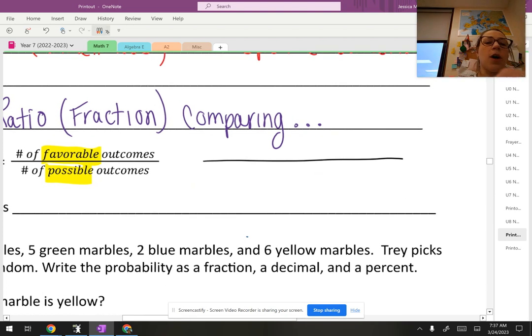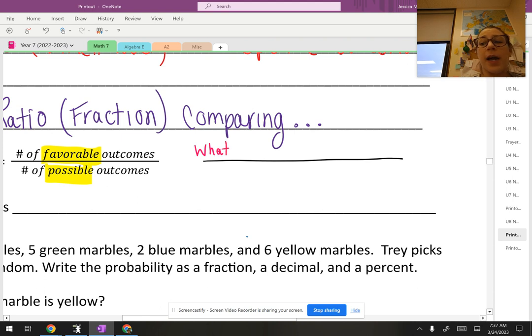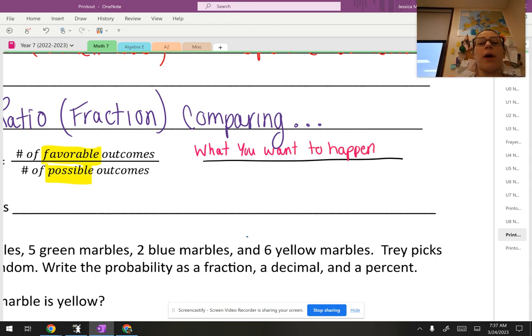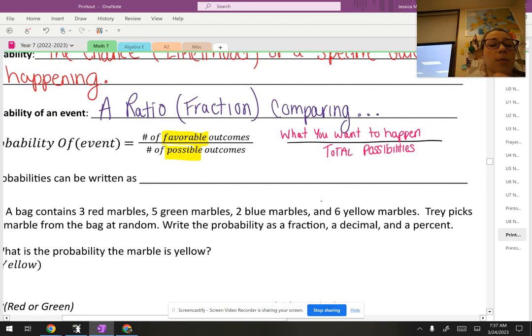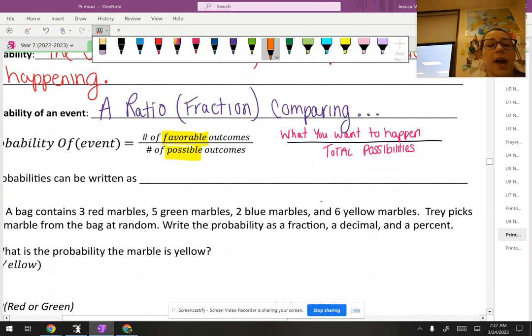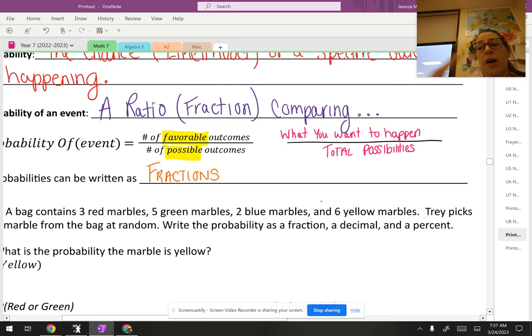So a little bit more on that. When they say number of favorable outcomes, that's basically what they want to happen, what you want to happen, whether you're talking about flipping a coin and getting heads or rolling a dice and getting a 6, what you want to happen over the total possibilities. So your probabilities are always going to be written as fractions, unless, of course, the directions say otherwise.